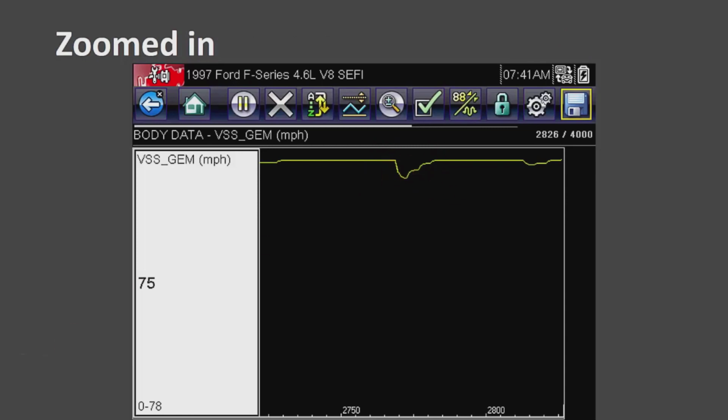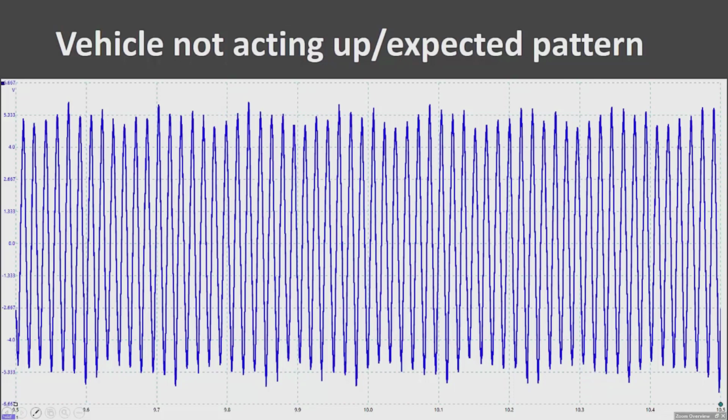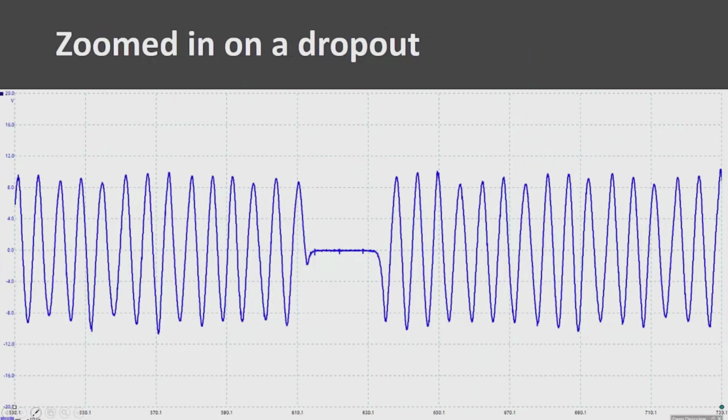So at this point I really do suspect that it's probably a bad sensor, but I want to just confirm it. So I went ahead and hooked up my scope. This is just a VRS sensor, so take the scope and go across both wires of the sensor. And this is what we expect to see, and this is what I get initially. But at this time, the vehicle's not acting up, so this is what we expect. After doing some long test drives, lots of scope and data analysis, I finally found a couple cases of this. And so you can see where the sensor is dropping out.